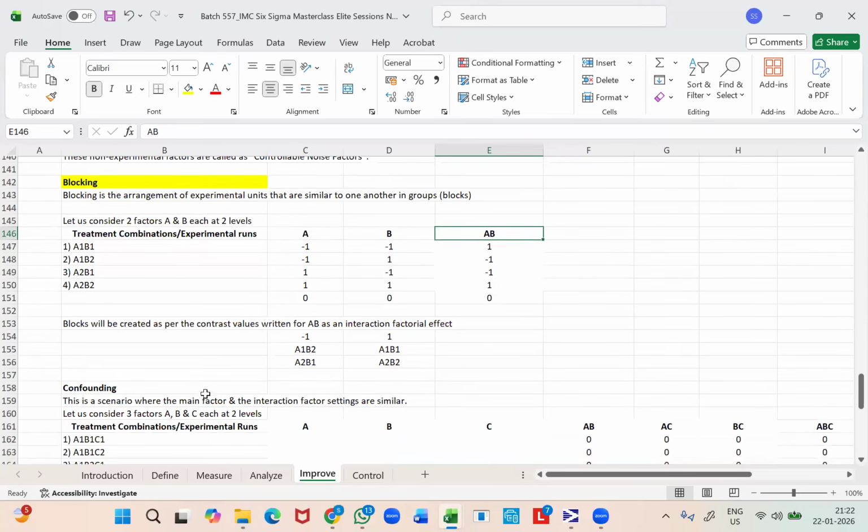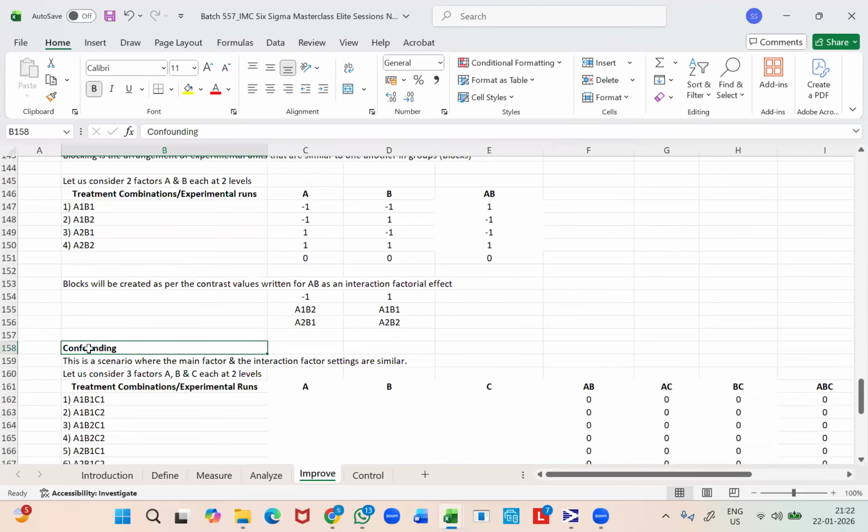And the next technique that we are going to look at is confounding. Yesterday in the mock test, you would have got a question on confounding, right? When the main factorial effects and the interaction factorial effects are identical, then we would call that technique confounding, right? So let us look at how to identify the confounding here.